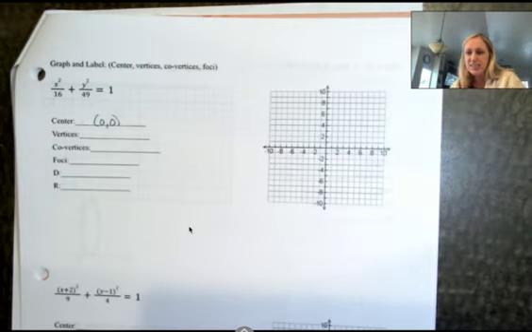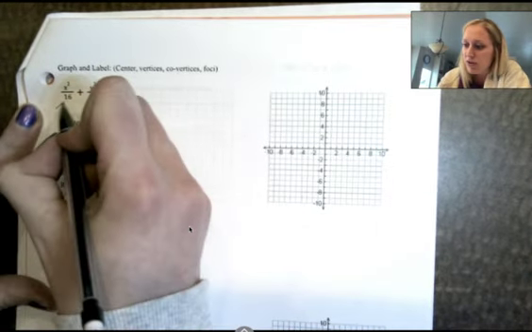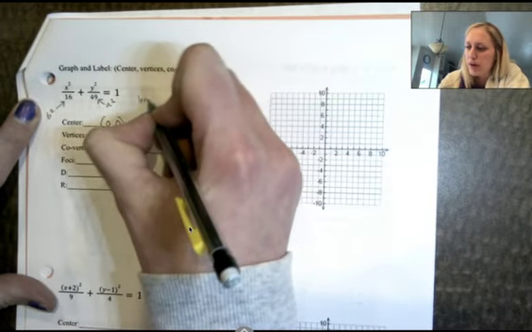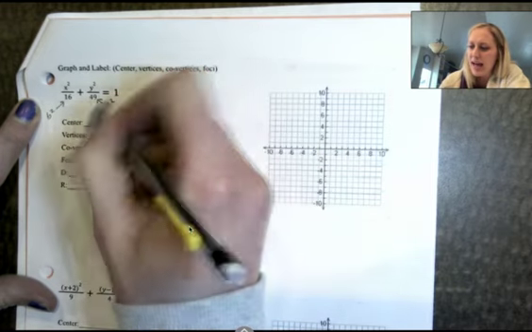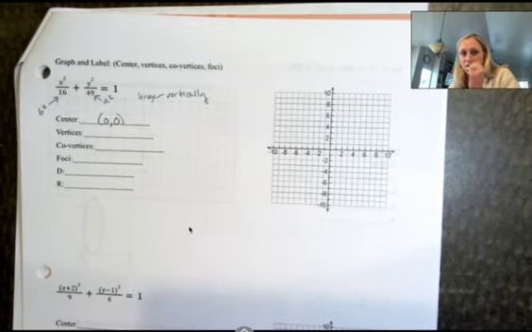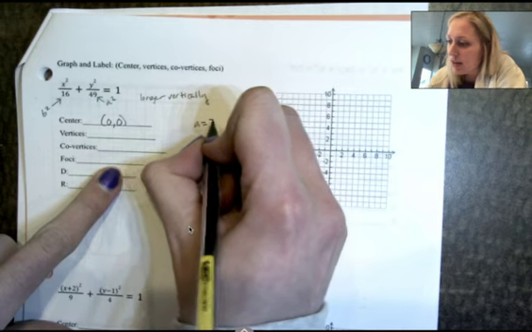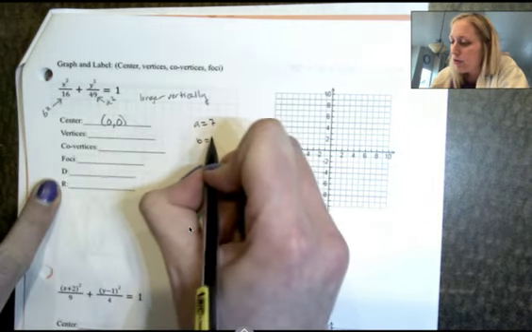Okay, then I need to decide what are A and B. So remember, A is always bigger. So this is A squared, and this is B squared. So what that means is it's going to be longer vertically because A is underneath Y. The bigger one's underneath Y, so it's going to be longer vertically. Okay, so A is equal to 7, right? A squared. And B is equal to 4.